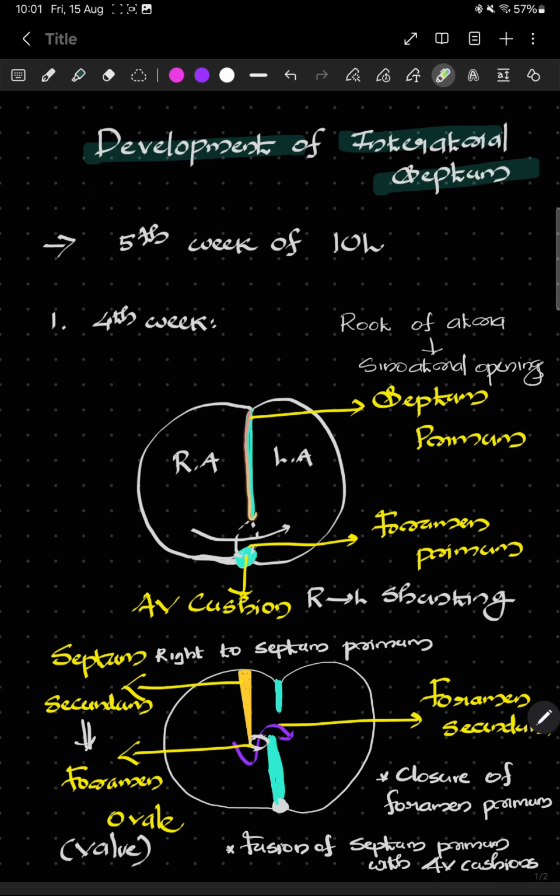a septa. There is a primary septa called septum primum developing between the right atrium and the left atrium, and the growth of this septum primum will be from the roof of the atria towards the sinoatrial opening, towards the AV cushion. But this growth is not complete.